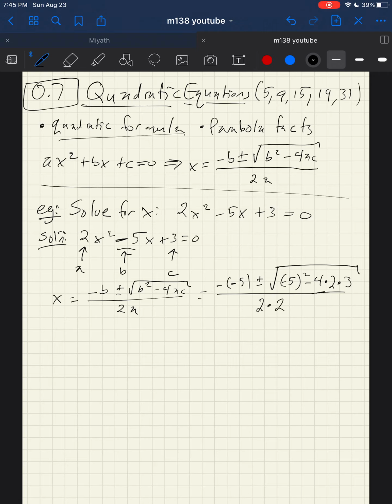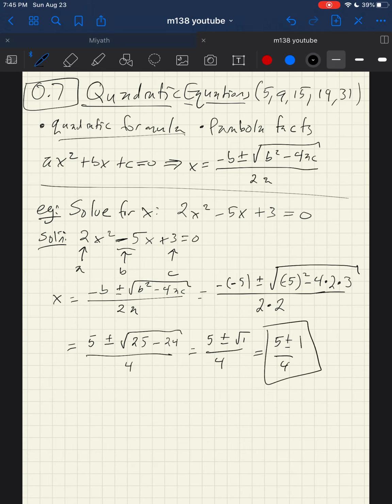Well, a was 2. So let's start simplifying. Minus a negative 5 gives me a positive 5, plus or minus the square root of, now I've got negative 5 squared becomes 25, 4 times 2 times 3. Well, 4 times 2 is 8, 8 times 3 is 24, so I've got 25 minus 24. Isn't that nice? All divided by 4. Let's continue. I've got 5 plus or minus the square root of 1 divided by 4. The square root of 1 is just going to be 1. So we've got 5 plus or minus 1 over 4.